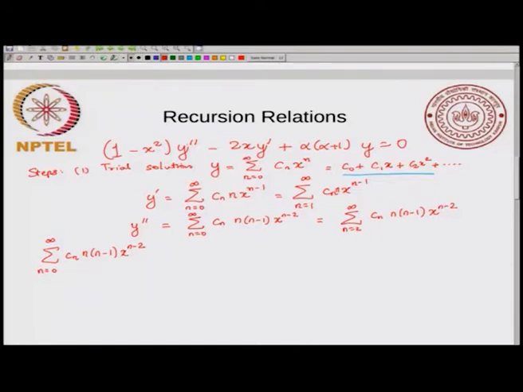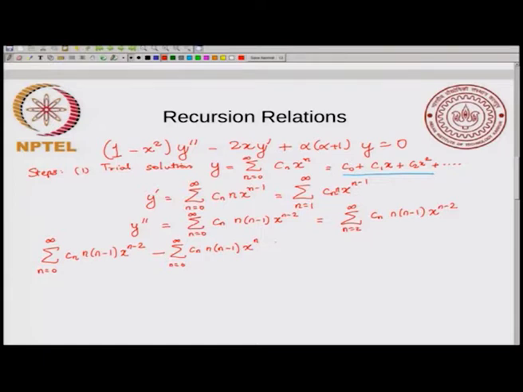The second term is minus x square y double prime. So, now if I multiply this by minus x square, I have a minus and I have sum over n equal to 0 to infinity. Now, I have Cn n minus 1. Now, I have x raised to n, okay, x square into x raised to n minus 2 is x raised to n. Okay. So, that is what you will get from the first term on the left.